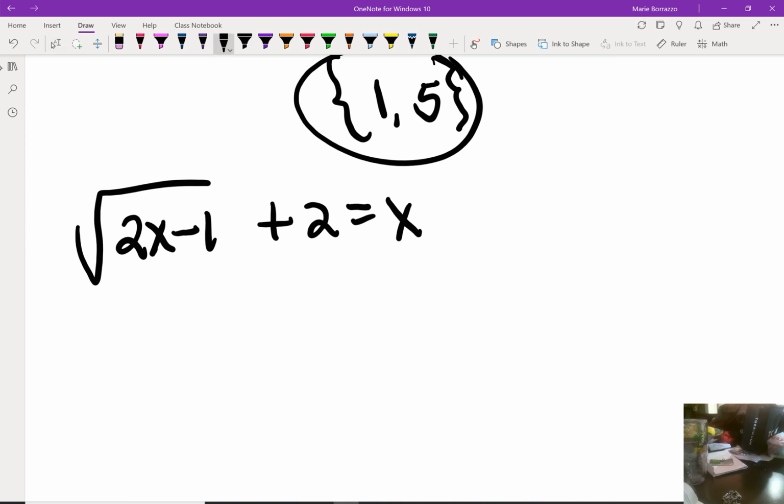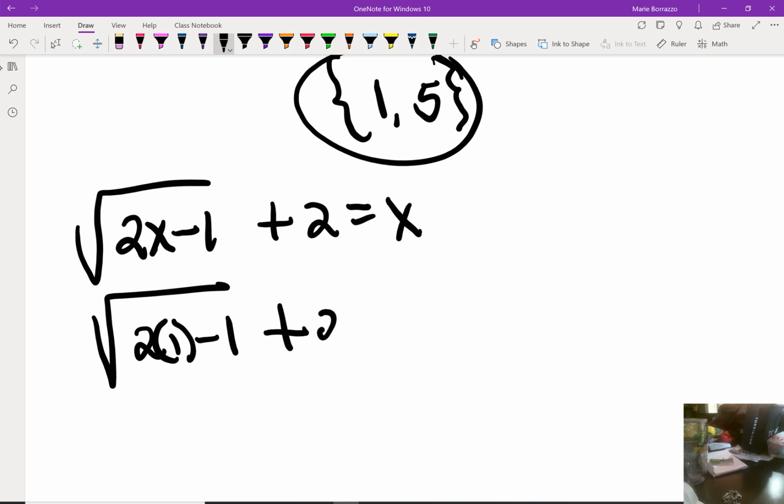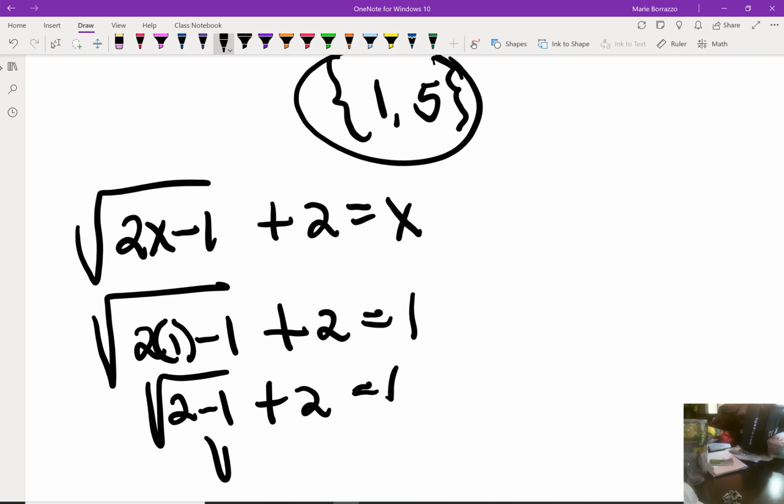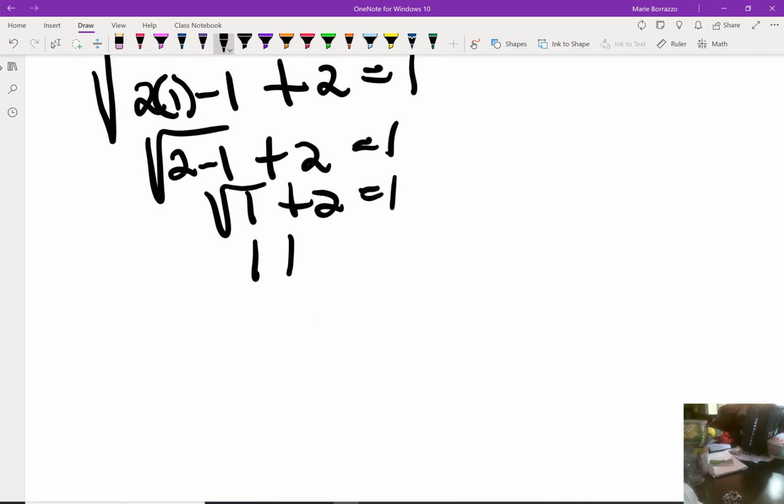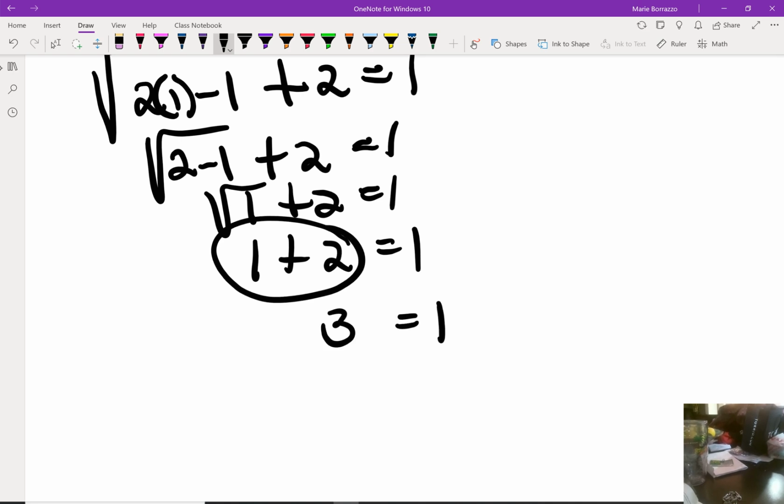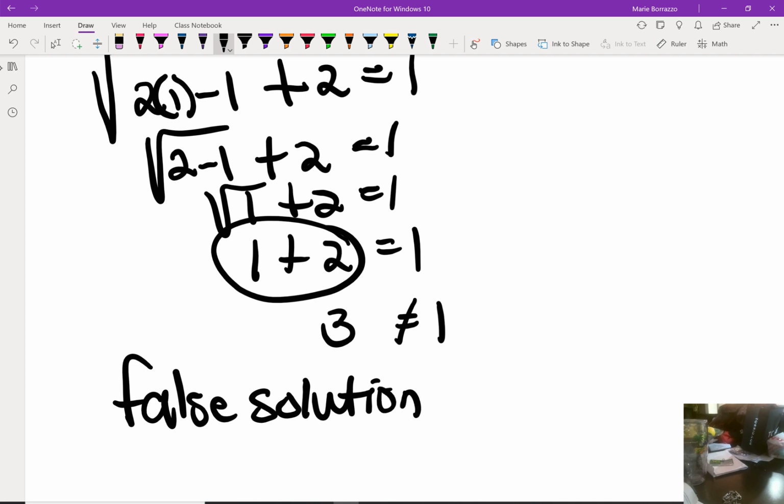So we'll start with the 1. If I use 1, I'm going to say square root of 2 times 1 minus 1 plus 2 is equal to 1. You can already tell that the answer is not going to fly, because this is going to give you square root of 2 minus 1 plus 2 equal to 1. This simplifies to square root of 1 plus 2 equal to 1. Square root of 1 is 1, so 1 plus 2 is equal to 1, and that is not true because this becomes 3 equal to 1. Not true. So the 1 is a false solution. So we don't use the 1 as part of your solution set.